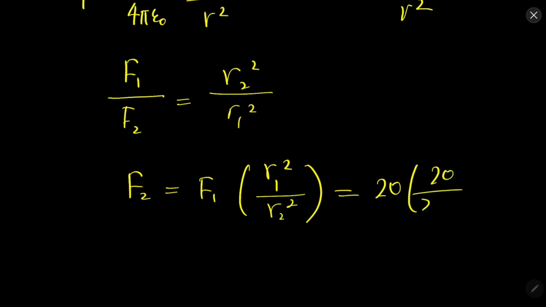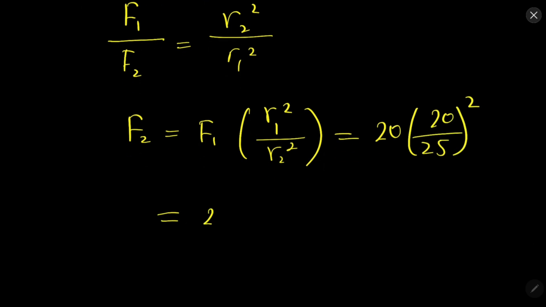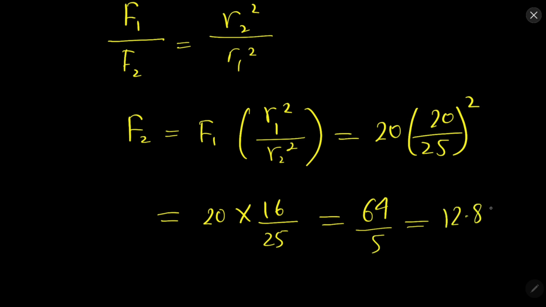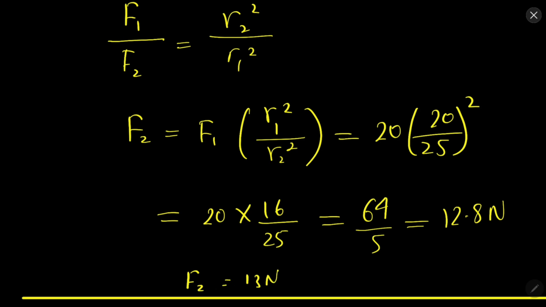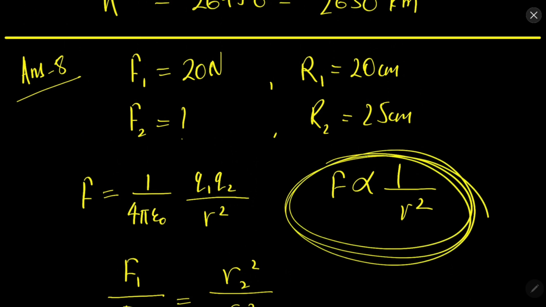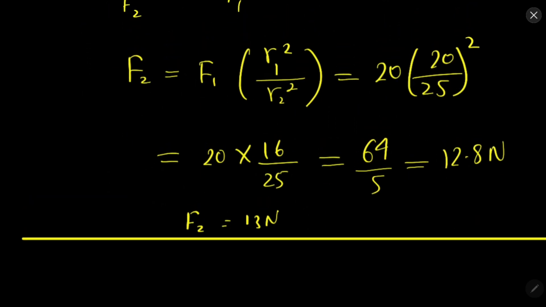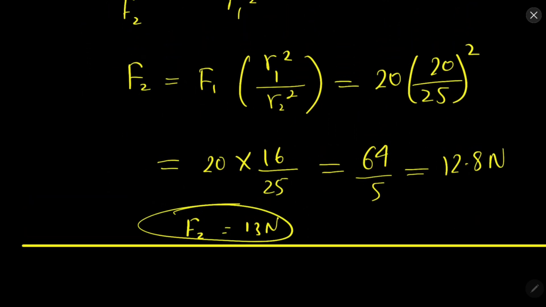So 20 into (20 by 25) whole square. So this will give us 20 into 16 by 25, which is equal to 64 by 5, which will give us 12.8 Newton. So approximately F2 will be 13 Newton. So by this relation, force is proportional to 1 by r square, we have found this value of F2.